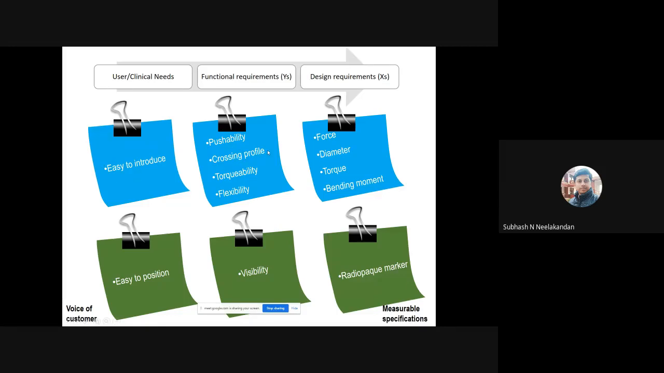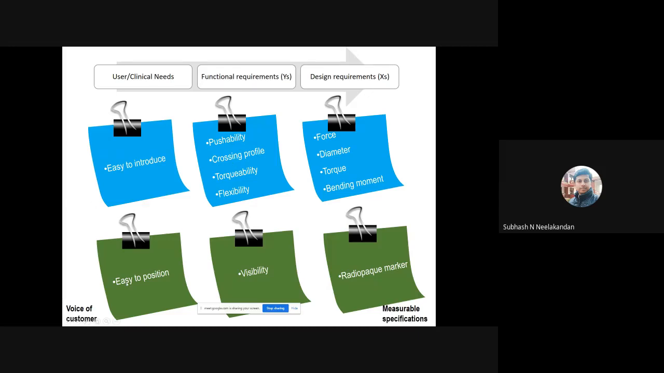Once the functional requirements are done, for the device we need to find out the engineering terms or engineering parameters which can be associated with pushability. Pushability or pushing in turn is associated to force. Crossing profile is associated to the diameter of the device. Torque is obviously related to the torque in Newton meters or Newton millimeters. Flexibility is related to the bending moment of the particular device.